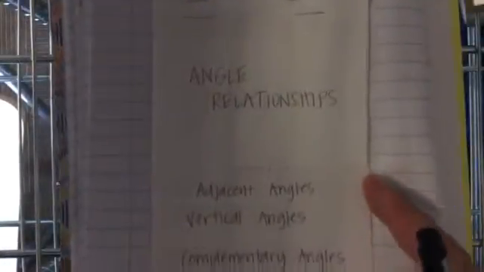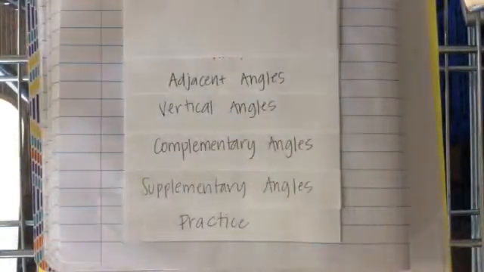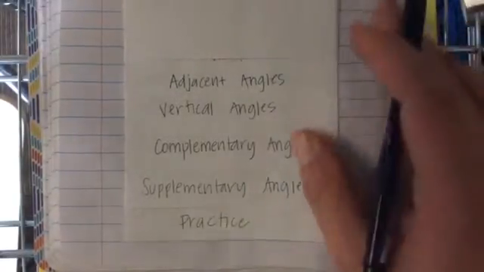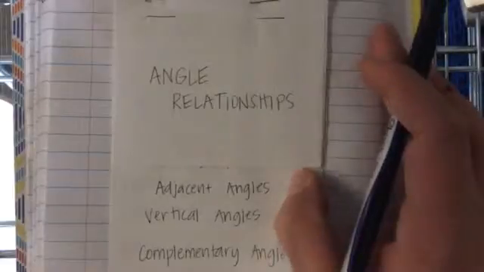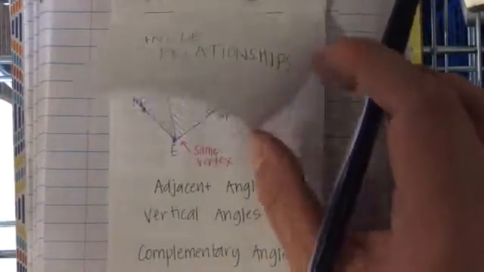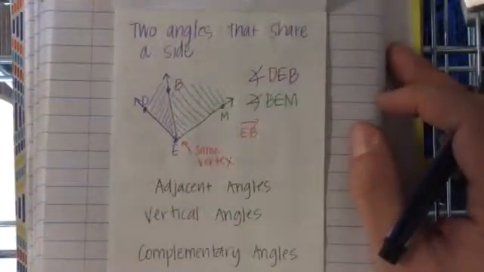On page 46, we are going to finish our angle relationships with the practice section. So yesterday we talked about angle relationships. What are adjacent angles? Two angles that share a side.